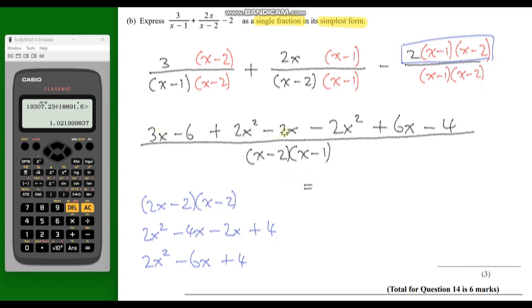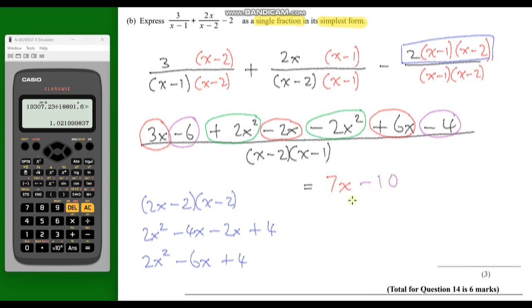So if we first focus on the x squared terms, notice we've got a positive 2x squared here and a negative 2x squared there. So those two terms will just cancel out. Now if we focus on the x terms, we've got a positive 6x and a positive 3x. That gives us 9x. And then if we take away 2x, we're left with 7x. And then if we do just the integers, we've got negative 6 minus 4. That's negative 10, minus 10.